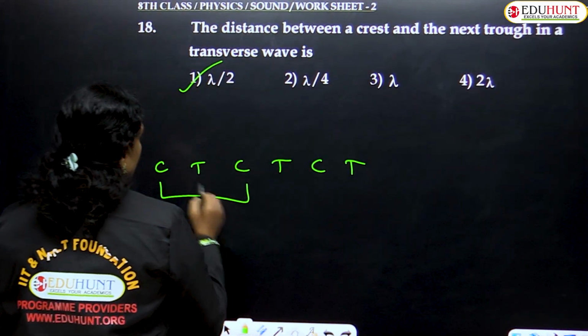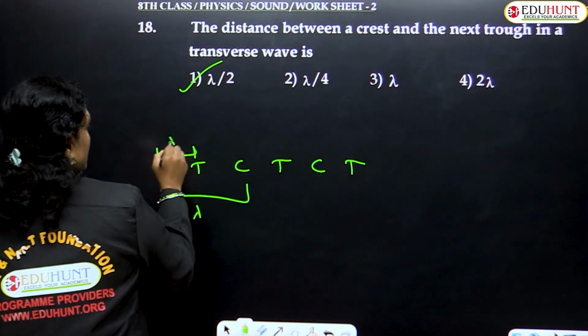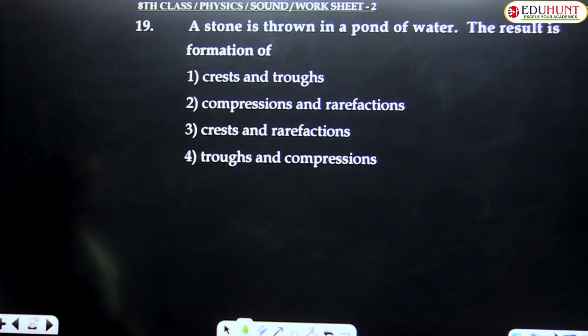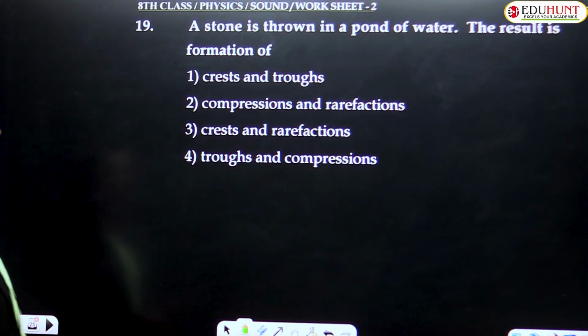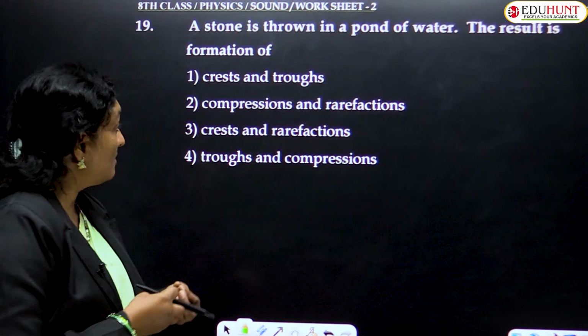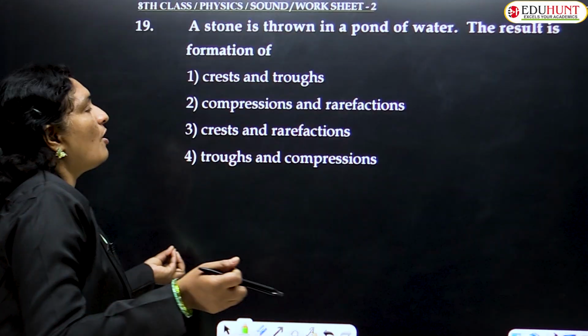But the distance between one crest and one trough is nothing but half of that, that is lambda by 2. So now moving to the 19th question, children. A stone is thrown in a pond of water. So this was the example that we are discussing from the beginning. The result is the formation of ripples.